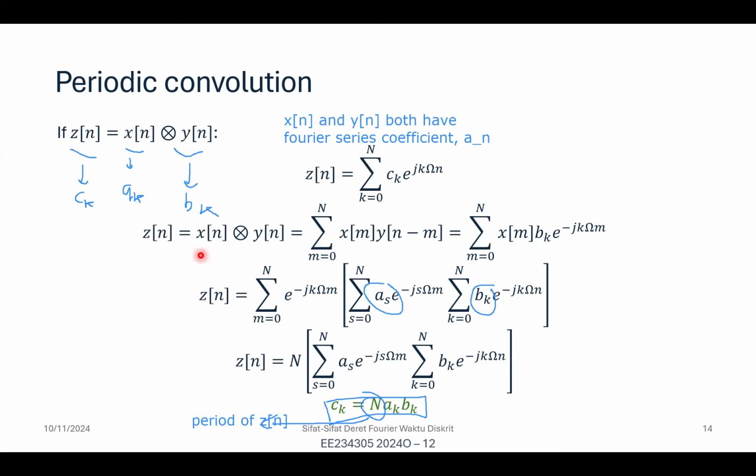Okay, so that's how we have the relation between xn and yn. Both are periodic signals, and if these two signals are convolved, it becomes zn, and thus the Fourier coefficient can be represented by the multiplication of ak and bk and N. All right, so that's how it goes.